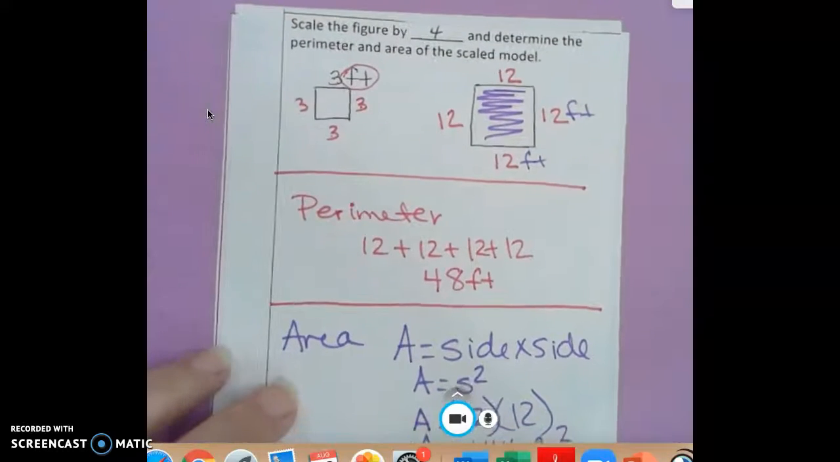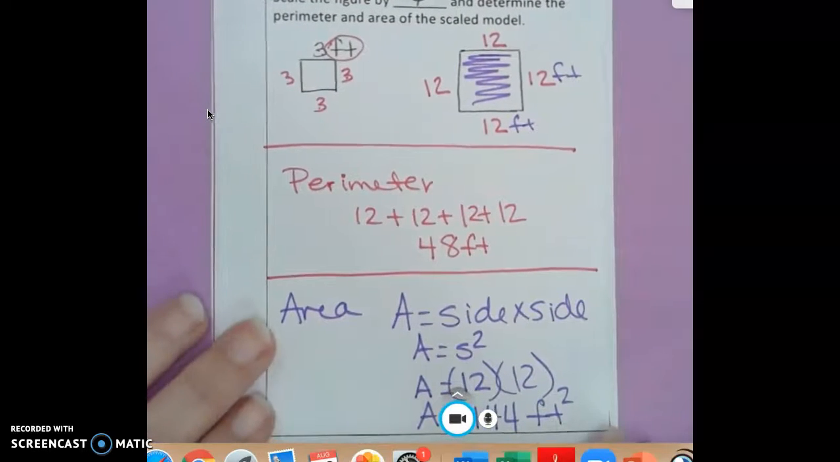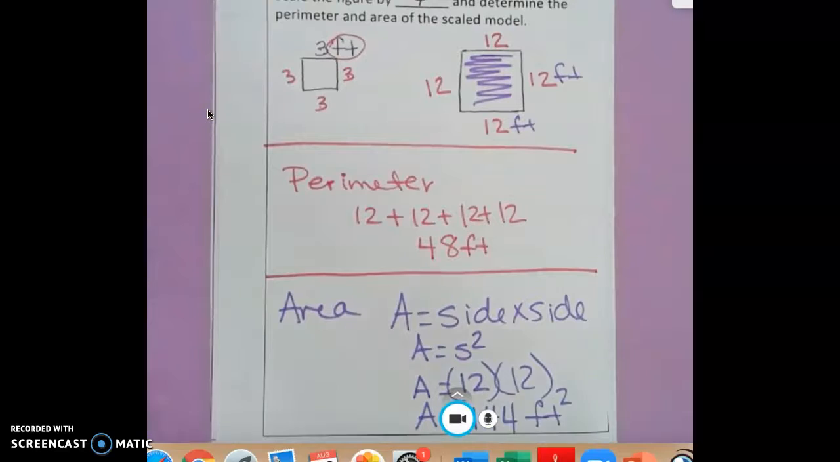And I just noticed that you can't see the whole bottom. Okay, so now you see the 144.